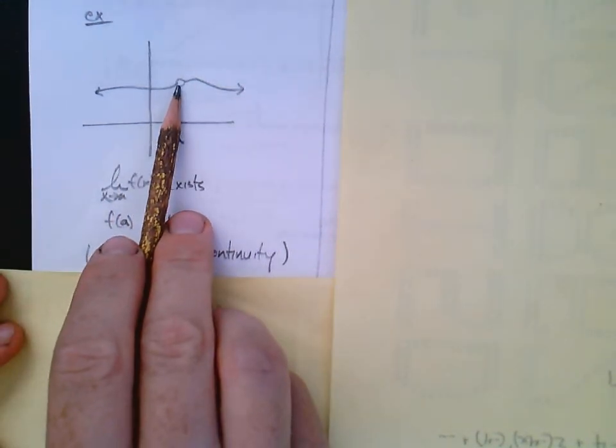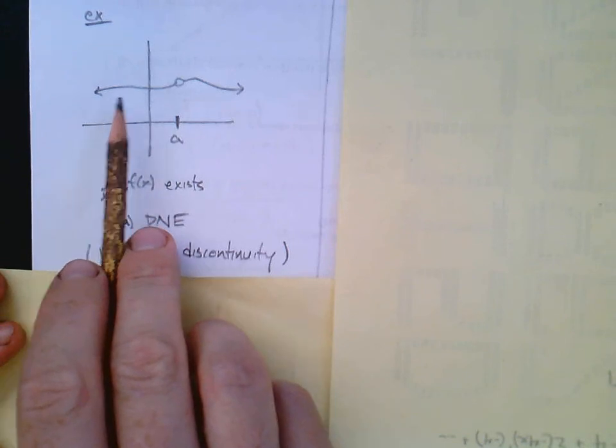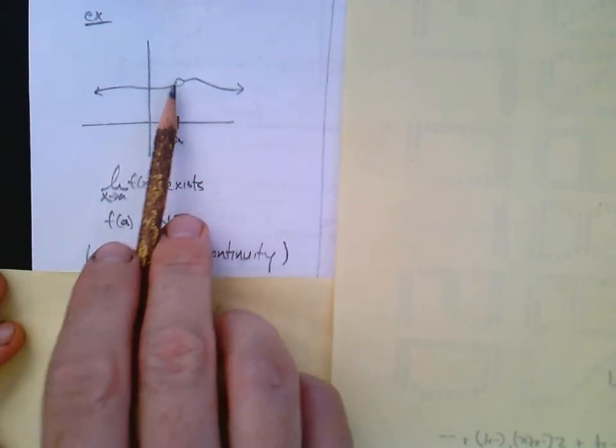So that one point at A has been removed. Now that said, we're talking about it being continuous at A. It is continuous at other points, just not at A. Okay, so we'll talk about what continuity looks like in a little bit. But here, not continuous at that one point A.